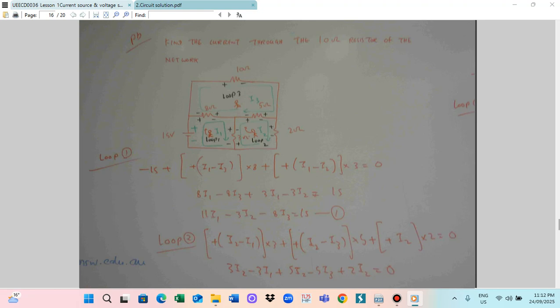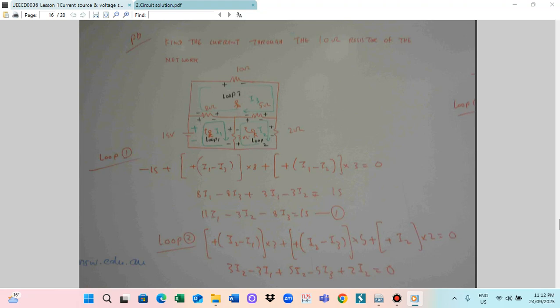For loop 1, follow this 8 ohm resistor. This one is positive, this is negative. This is flowing by I1. And this one is also positive and negative. This is for loop 1. For loop 2, the current I2 will flow, so this one will be positive, this one negative. And for loop 3, the current I3 will flow, so this one is positive, this one negative. So positive and negative depend on the current direction.